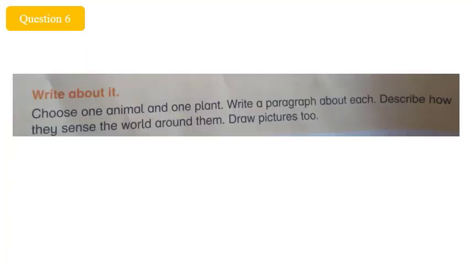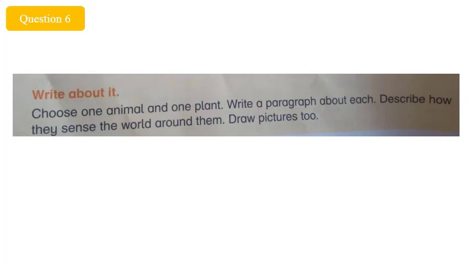Question 6. Write about it. Choose one animal and one plant. Write a paragraph about each. Describe how they sense the world around them. Draw pictures too. For this question, you need to choose one animal and one plant of your choice.